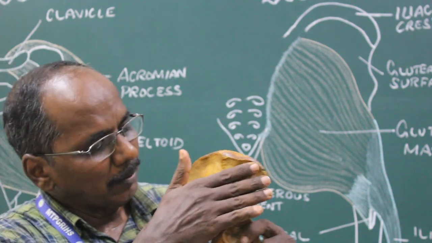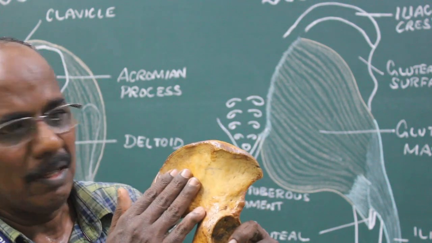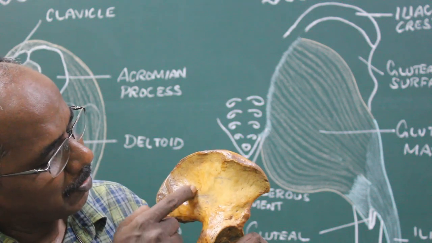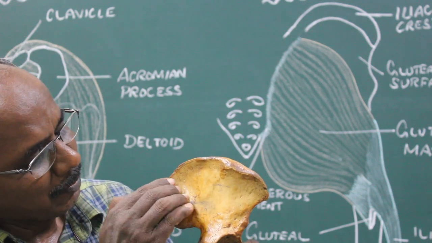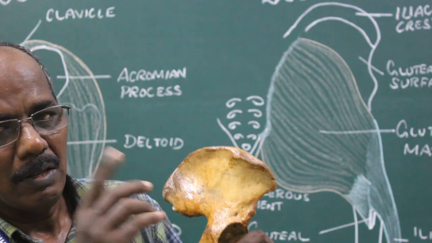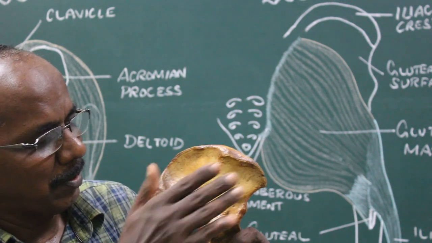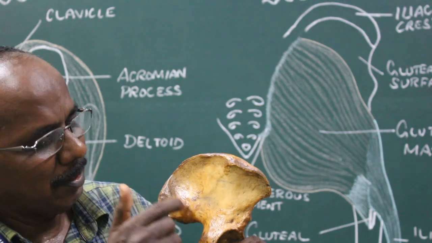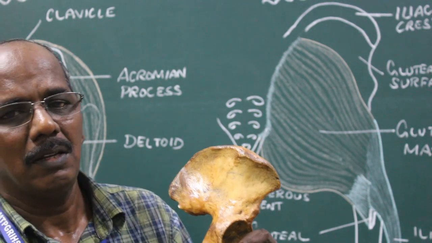Number 2, from the gluteal surface it is arising. Where? See, this is the posterior gluteal line. So behind the posterior gluteal line. So second origin, it arises from the gluteal surface behind the posterior gluteal line.